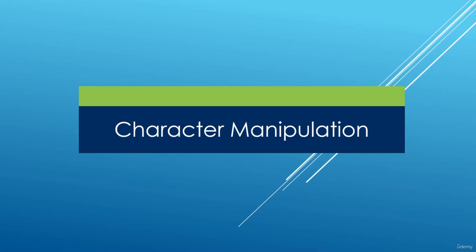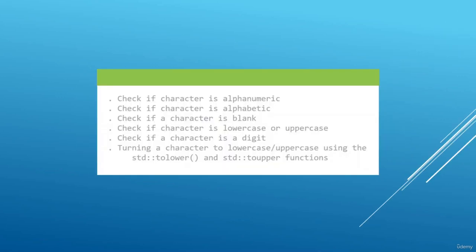In this lecture, we're going to be learning about some facilities in the C++ standard library that can help us manipulate characters. And here are a few things you might want to do with those facilities. For example, you might want to know if a character is alphanumeric or if it's a number or a character. You might want to know if it is alphabetic. You might want to know if it's a blank character.